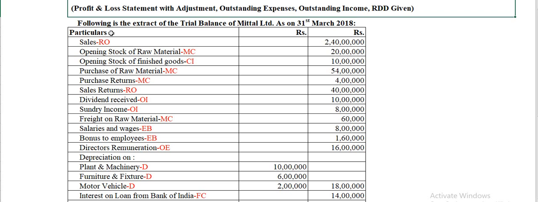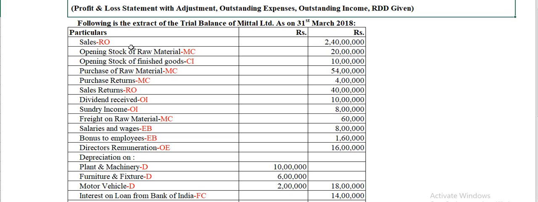The following is the extract of the trial balance of Mittal Limited as on 31st March 2018. Here the expenses and incomes are given, and I'm going to start your bifurcation. See, I have already bifurcated the expenses and income under different heads, and I wrote it with red marking. So just have a look.